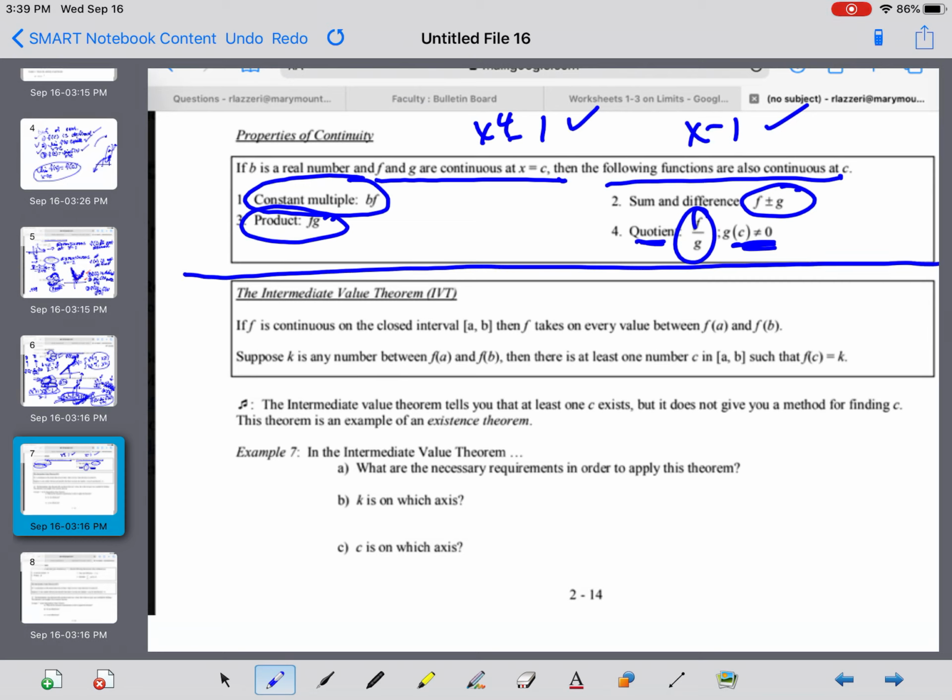Okay, so we're going to stop there for now. In your next little video I'll pick up on showing you the intermediate value theorem. In fact, I think we'll just wait for the intermediate value theorem until the next class.